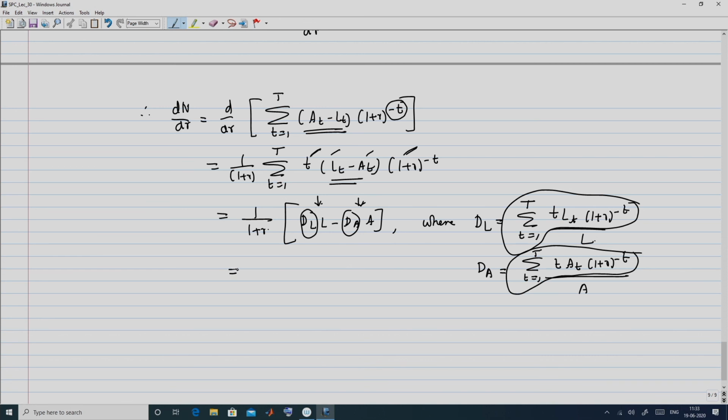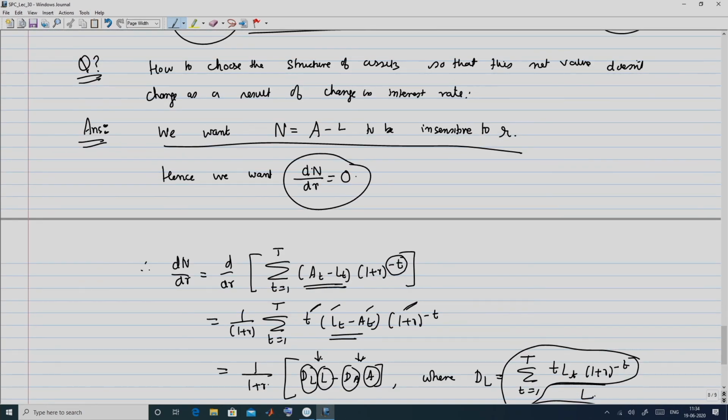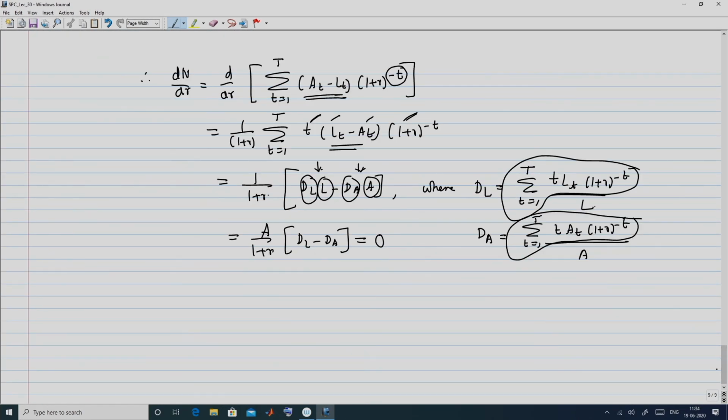Now, remember that this is what we have. So, this is simply going to be A over (1 plus r) into (dL minus dA). Since my A is equal to L initially, this has to be equal to 0. Remember that we need d/dr to be equal to 0, and therefore, we need that dL is equal to dA, so that we are going to have a matching of our assets and liabilities.